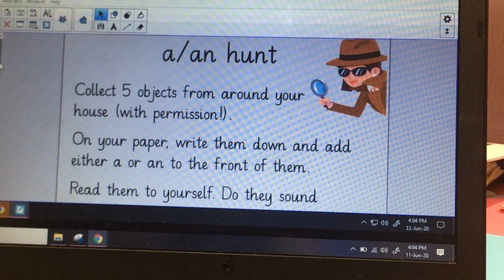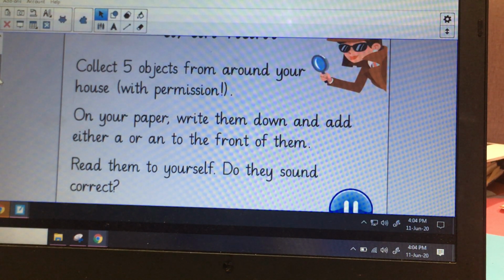Okay, I want you to read them through to yourself. Do they sound correct? So I'd like you to go and collect 5 objects, write them down with a or an, and then we're going to come back, have a look at yours, have a look at mine, and see what we've come up with. Okay, so pause me now, off you go.